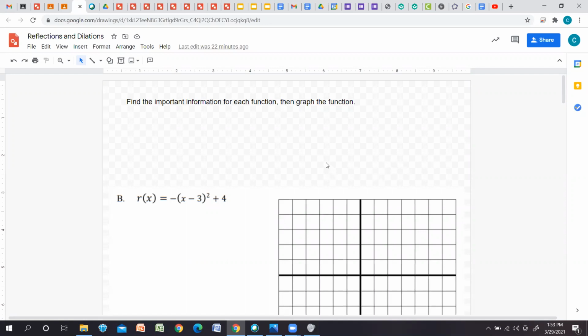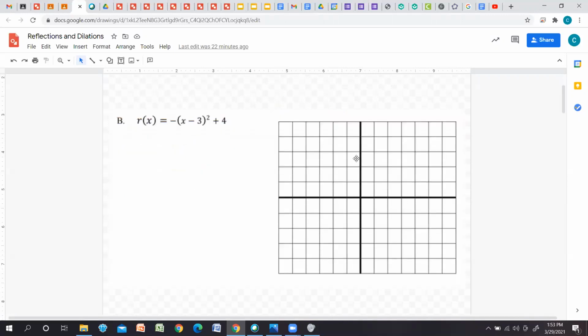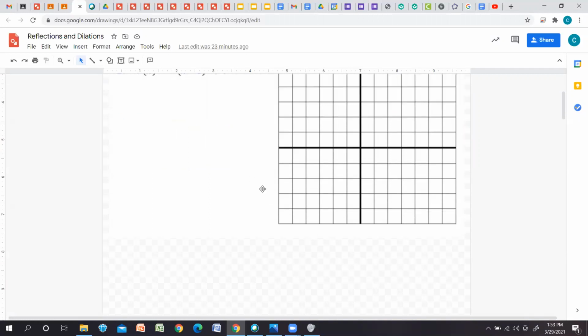Transformations. Right. So again, we have vertical and horizontal shifts, which add or subtract a certain value, and then we have reflections and dilations, which multiply by a certain value. So for this assignment, first you'll be practicing reflections and dilations, and then you'll have some functions where it will be multiple transformations. So I'm going to work through this first one with multiple transformations.